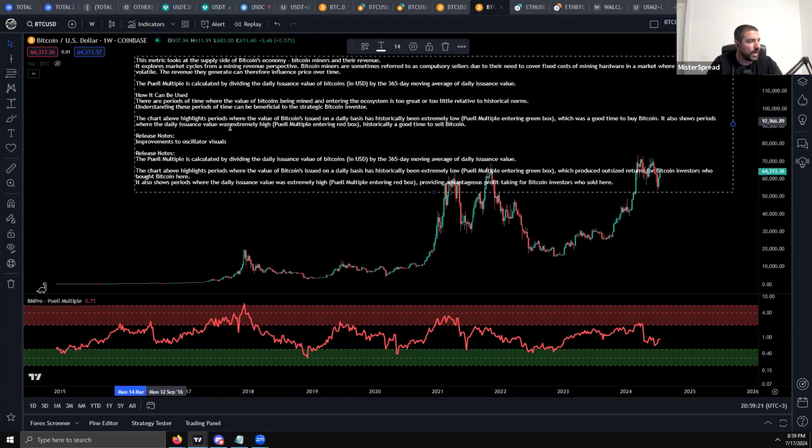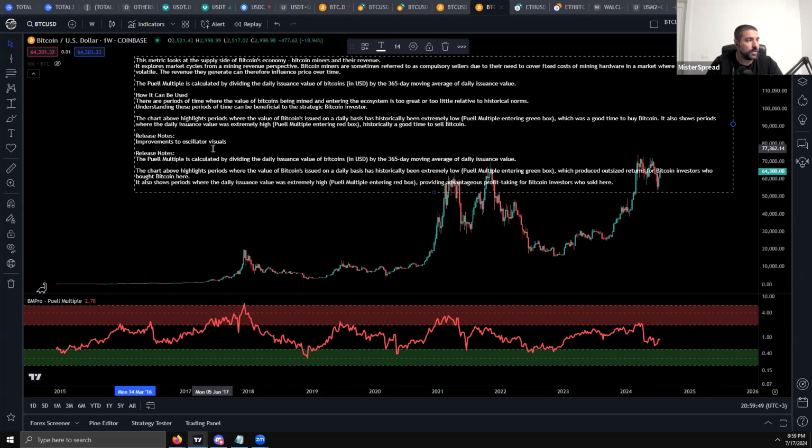The chart above highlights periods where the value of Bitcoin issued on a daily basis has historically been extremely low, like we had it here, or here, or here, in this period last year, or even here. It was not extremely low on the last pullback, but it was a good buy time. Yes, and the chart is on weekly. Right. Where it was extremely low, the Puell Multiple entering the green box, which was a good time to buy Bitcoin.